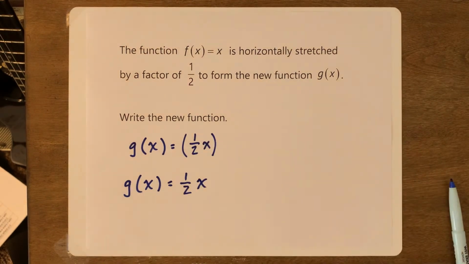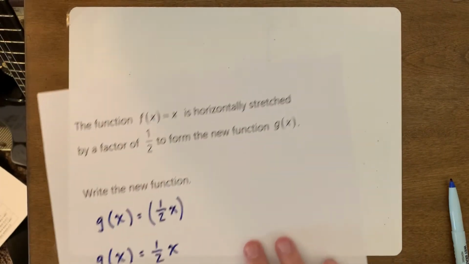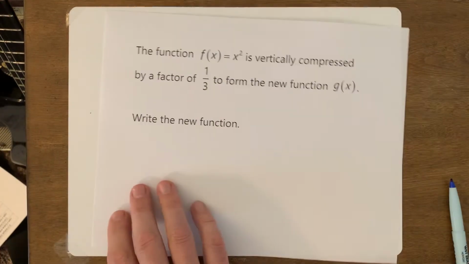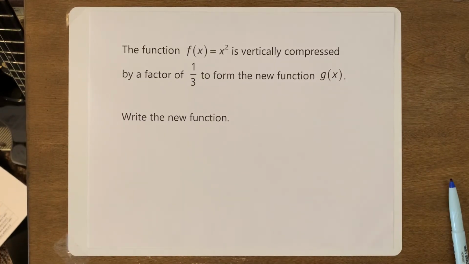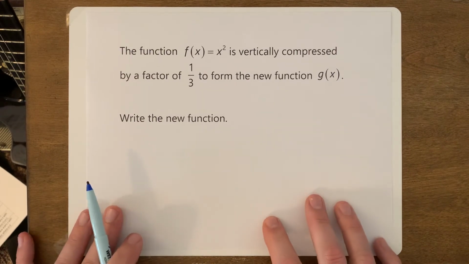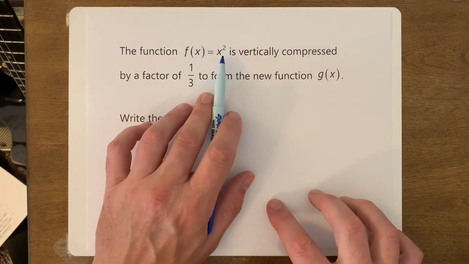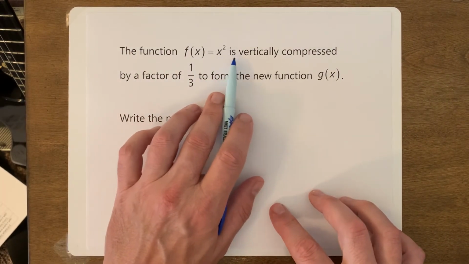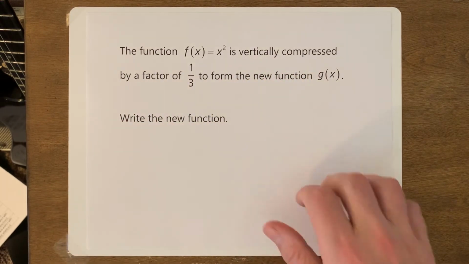All right, so let's clear those out. Okay, now let's take a look at our next one. And again, these are very basic, just because we're getting started with this. We'll do some other ones later. Okay, we got the function. It's a parabola, x squared, quadratic, being vertically compressed by a factor of 1/3.